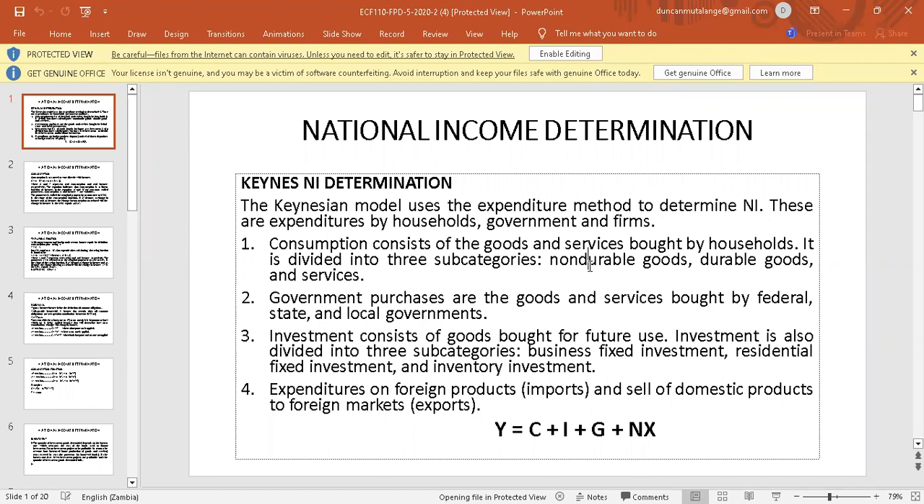Then you have government, you have expenditure on foreign products, which is imports. So when you talk about imports, you are not looking at products, you are focusing on money. When you say imports, you're simply talking about money that you have spent on foreign products. Then we talk about exports, we are simply referring to money that we receive after selling a product to other countries. So exports and imports are simply talking about money.